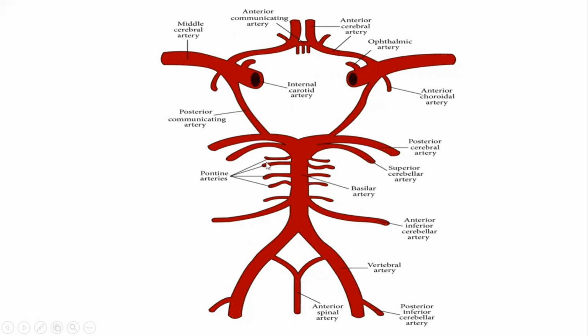Then these are the pontine branches, which you can see here, and which supply the pons. Then we have the posterior cerebral arteries, right and left. So this is the left and this is the right posterior cerebral arteries.